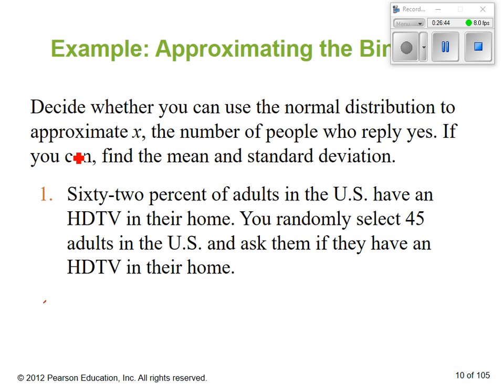Decide whether you can use normal distribution to approximate X for the number of people. 62% of adults in the U.S. have an HD TV.